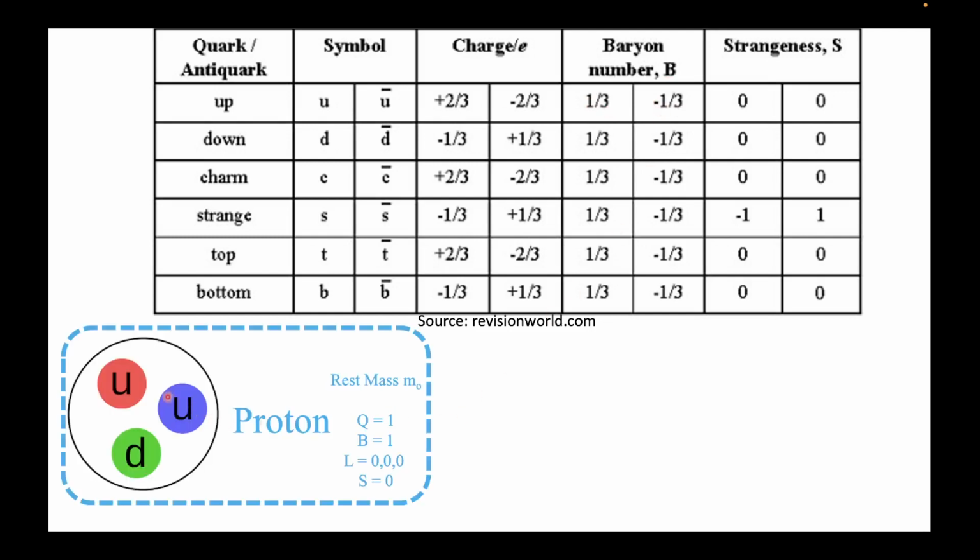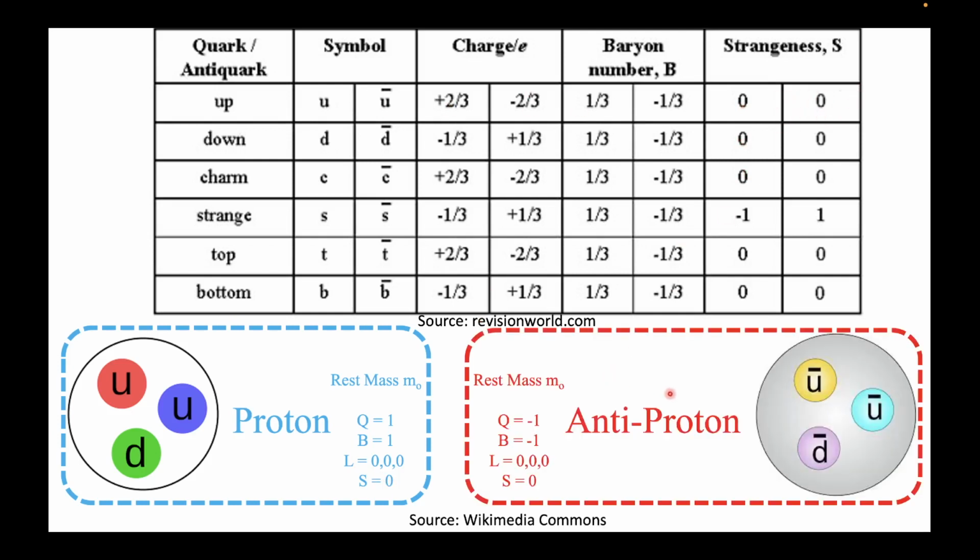A proton is made up of 2 up quarks and 1 down quark, so the total charge would be plus 2/3 plus 2/3 and the down quark is minus 1/3. So 4/3 minus 1/3 is 1, hence the charge is 1. Similarly, you can calculate the baryon number: 1/3 plus 1/3 plus 1/3 comes out to be 1. L is the lepton number, which we'll see in the last slide. Strangeness is 0 because up and down quarks are not strange.